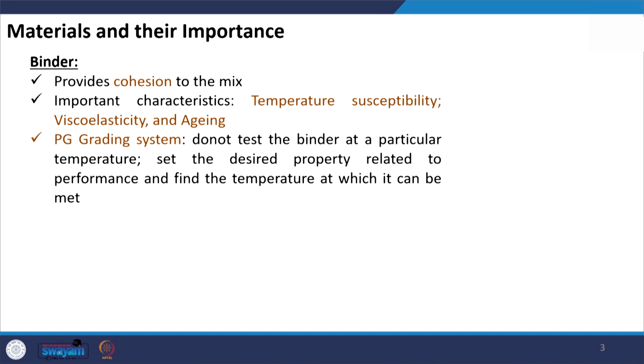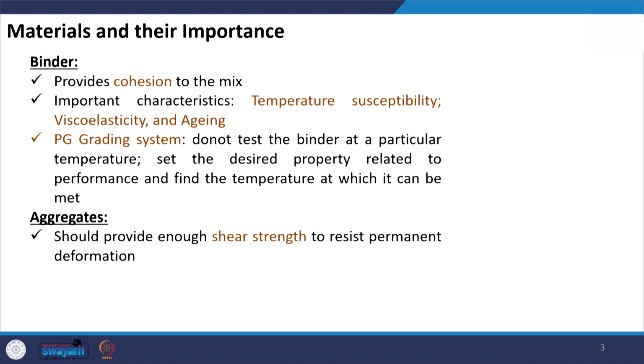This can be ensured using a system such as the performance grade grading system, about which we have discussed in detail. One of the main attributes of this grading system is that we do not test the binder at one particular temperature. Instead, some desired property values have been set, and we have to ensure that at the field temperatures to which the binder will be exposed, these properties are within the specification. Now, let us talk about aggregates.